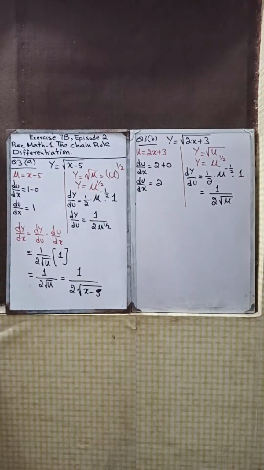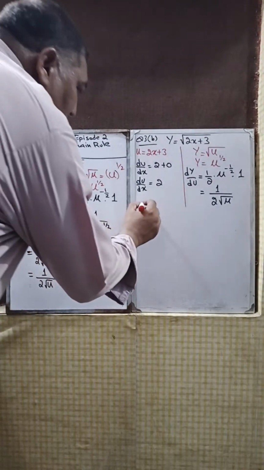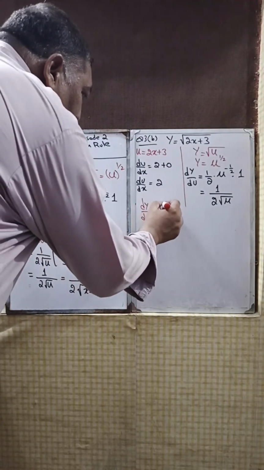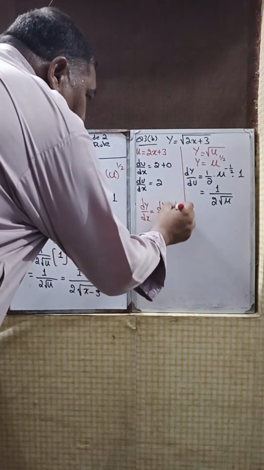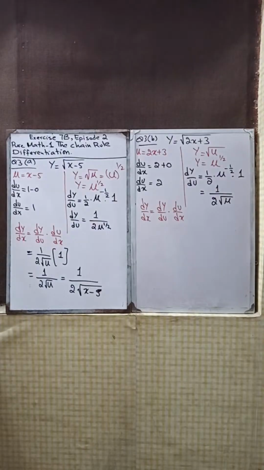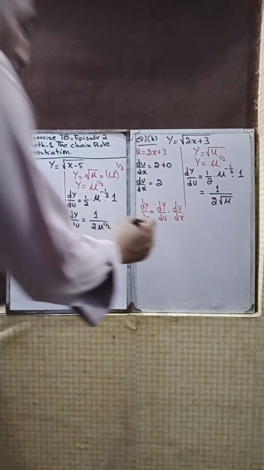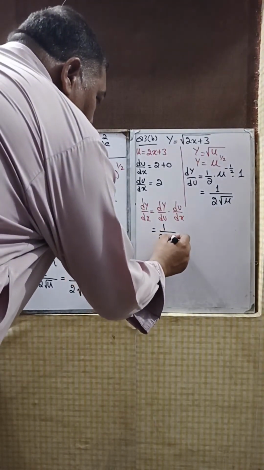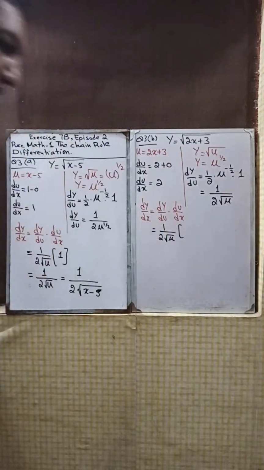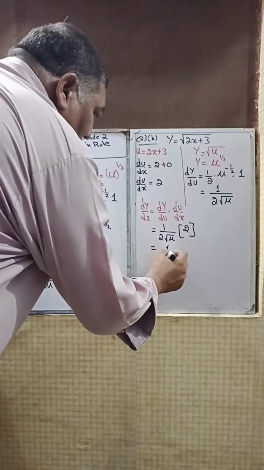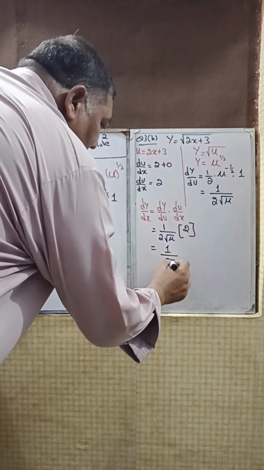Okay. So then we will write the chain rule. The chain rule is that dy by dx is equal to dy by du into du by dx. Then we will put those values to find the value of dy by dx. dy by du is 1 by 2 under root u, and the value of du by dx is 2. Okay, so this 2 and 2 will be gone. So 1 by under root u is the answer.